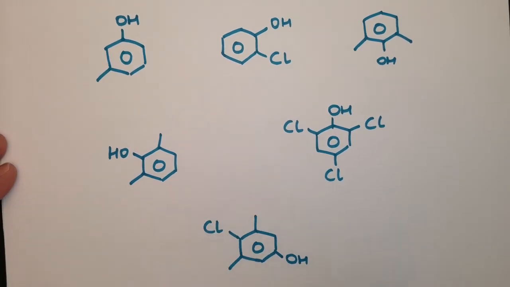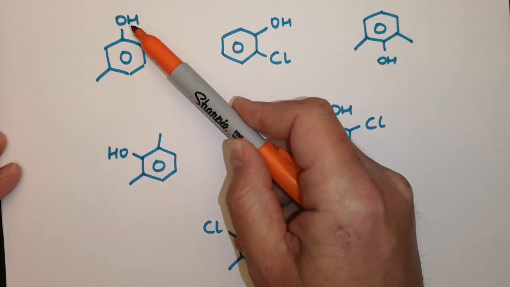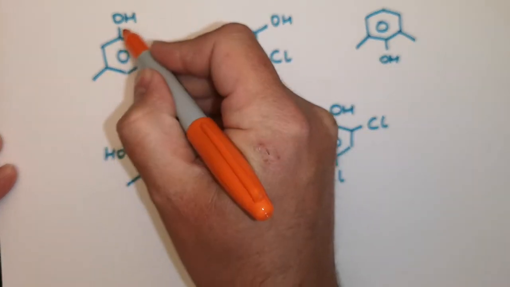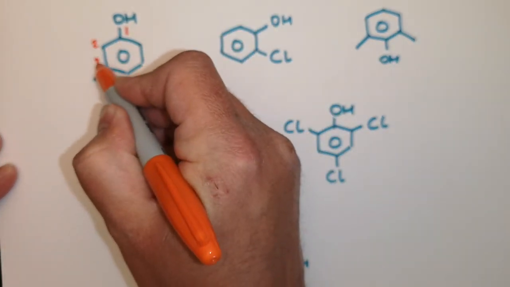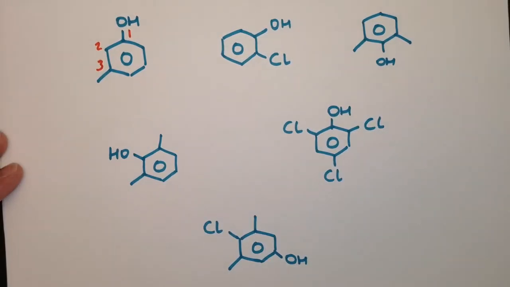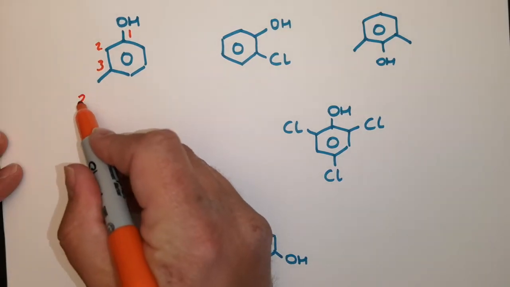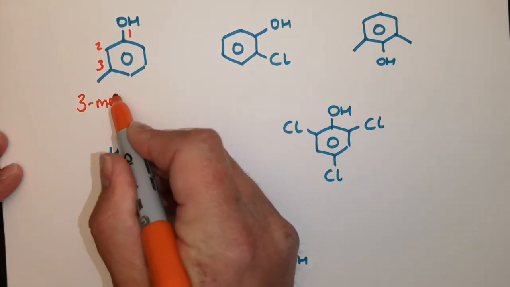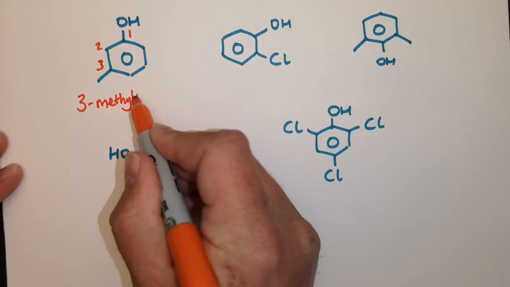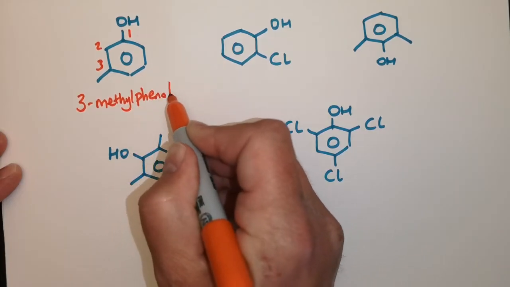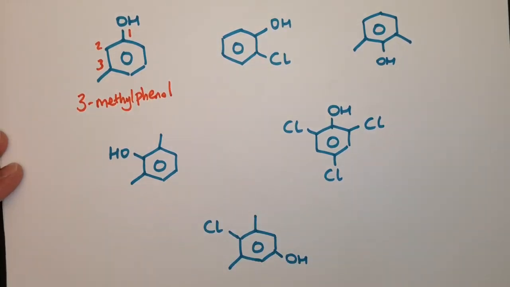So we need to look for the phenol group first. So in this one here, this is the phenol group, so that's the basis of the name. So that becomes carbon 1, 2, 3. There is a methyl group on carbon 3. So 3-methylphenol, which actually is the same as one of the ones I had on the previous screen, but it just looks the wrong way around. It's still 3-methylphenol.